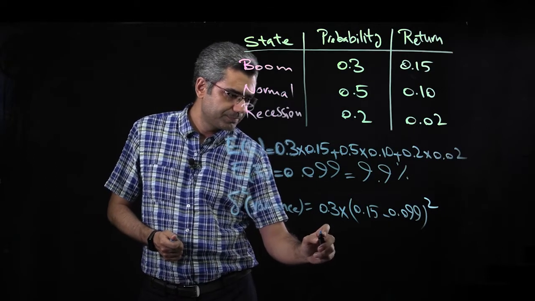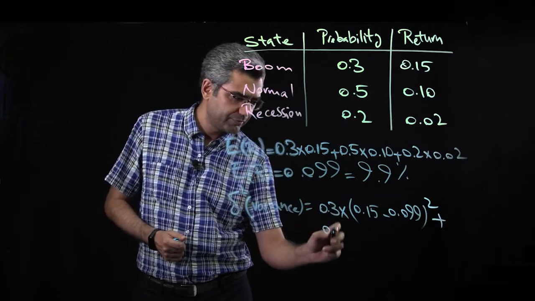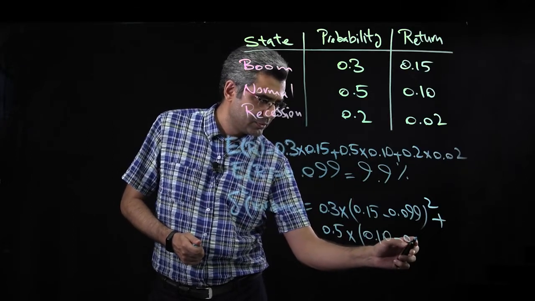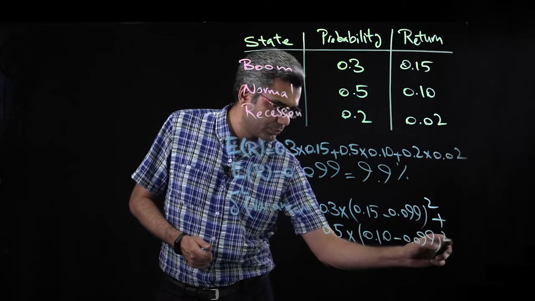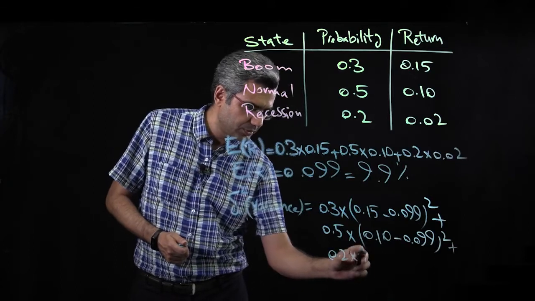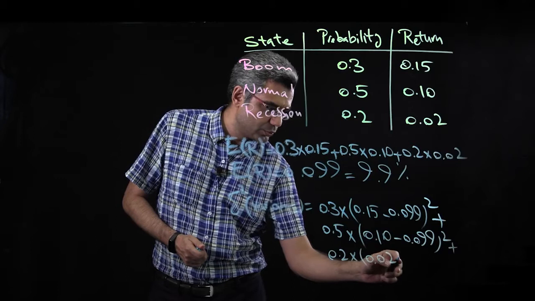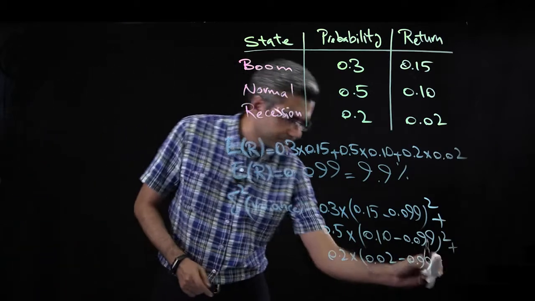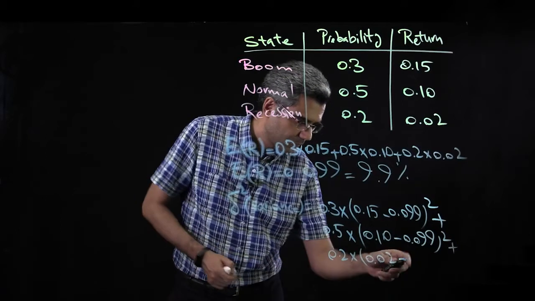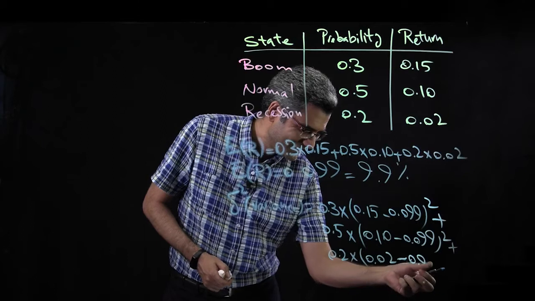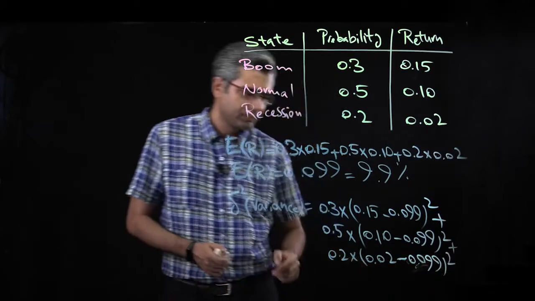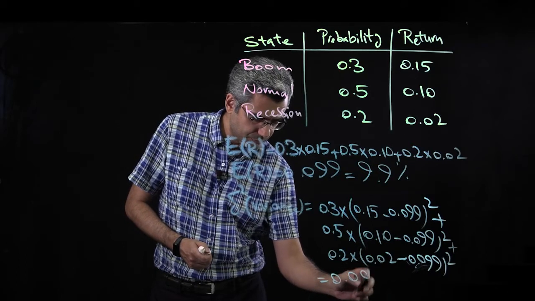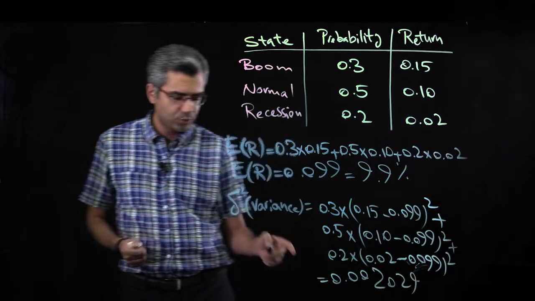And then plus the next one, 0.5 multiplied by the distance between 10% and 0.099, and power 2, plus the next one, 0.2 multiplied by the distance between 2% and 0.099, and power 2. And if you do the calculation, it's 0.002029. So this shows the variance.